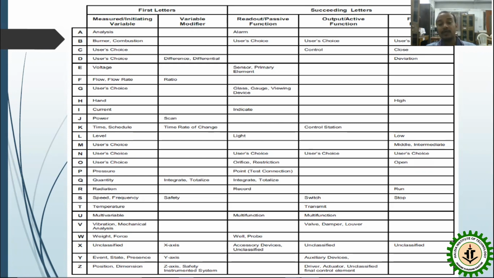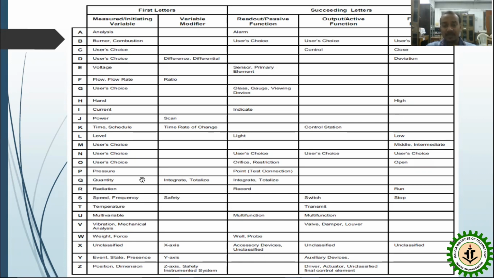In that way, if we go for TT, which is a very popular name, T means temperature, and another T will be the succeeding letter, meaning transmit, temperature transmit, or we can easily say, by its known name, temperature transmitter. If we go for PSV, the first letter P is pressure. S is the succeeding letter for switch, and V means valve. That means pressure, switch, valve. If you get PSV anywhere, please remember it is pressure, switch, valve.